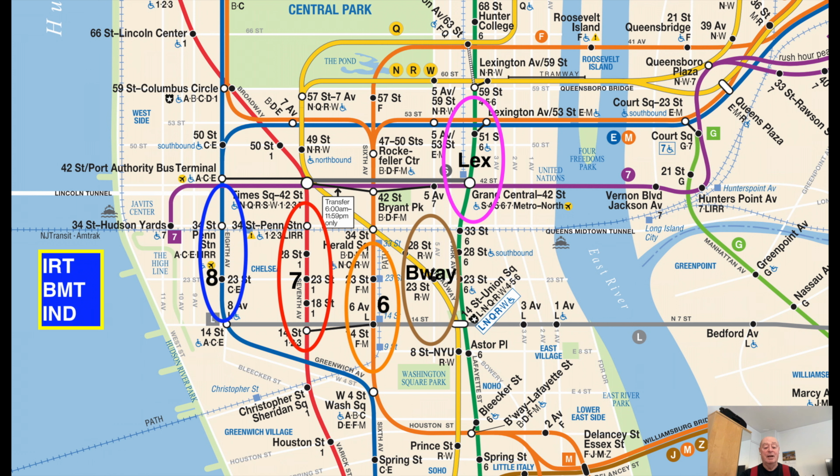Just remember, every train has a letter or a number only, and you can find and identify them if you get yourself a map online or when you're here in person. It's free. Get a map that's identified by the MTA, New York City subway line, or just look up in Google New York City subway line.